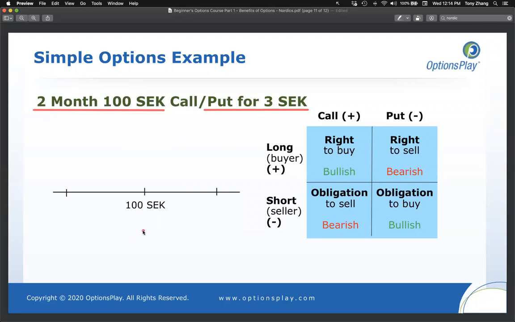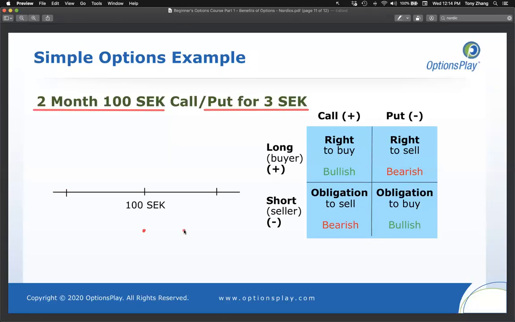Guess what? I'm going to lose 3 crowns because I have the right to sell a 100 crown stock that's worth 100 crowns. So I make 0 on that transaction, but because I paid 3 crowns on that, I basically lose 3 crowns on the whole transaction. And this is true for any price above 100 crowns, because why would I sell a stock to someone for 100 crowns that I can sell on the open market for a higher price, right? This doesn't make any sense.